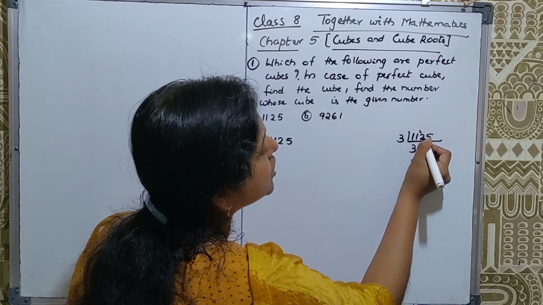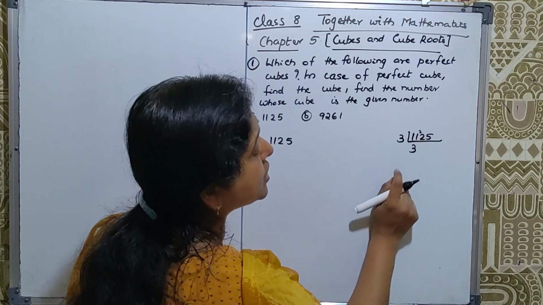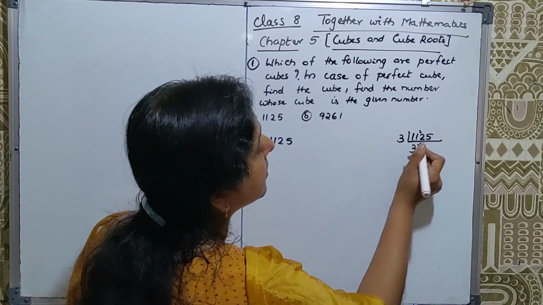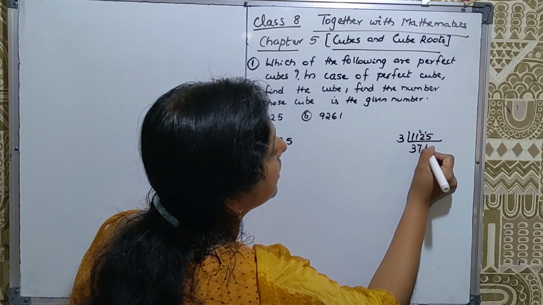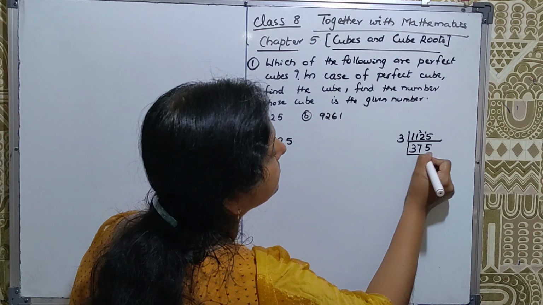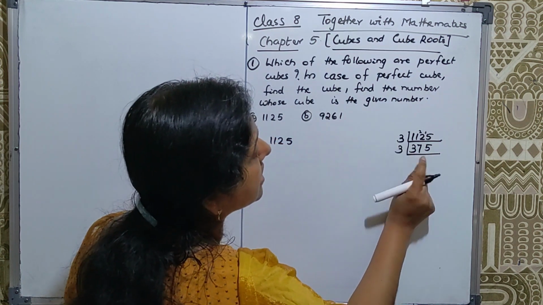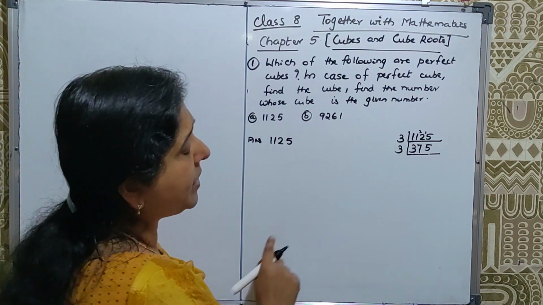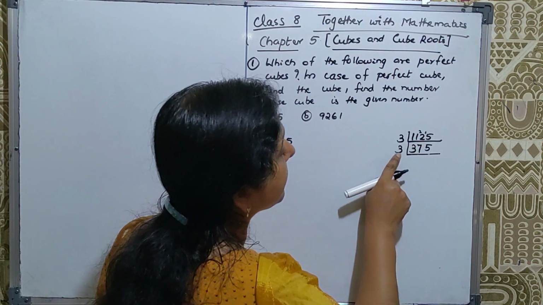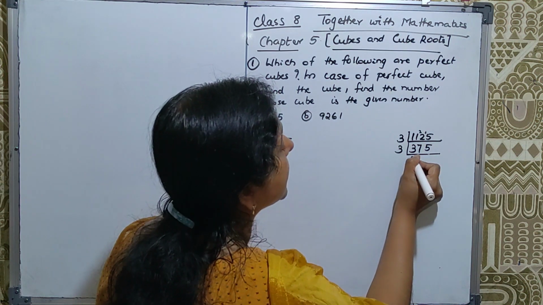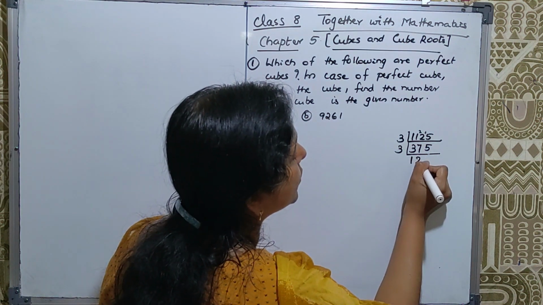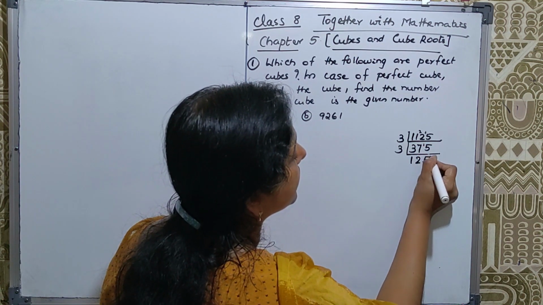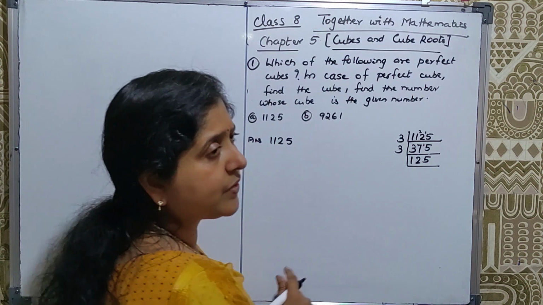Remainder is 2, which I am writing small. Now it becomes 22. 3 sevens are 21, remainder 1. 3 fives are 15. Again check with 3: 7 plus 3 is 10, 10 plus 5 is 15. 15 is divisible by 3, so we divide 375 by 3. 3 ones are 3, 3 twos are 6, remainder 1, 15. 3 fives are 15. Now it is 125.